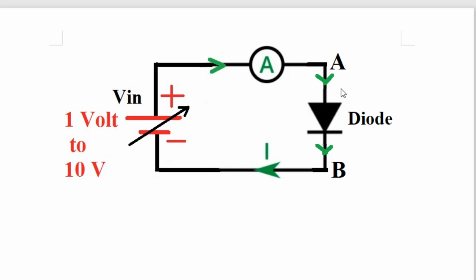Here the diode is connected to the 1 volt to 10 volt battery, such that the positive of the battery goes to the anode of the diode and the negative of the battery goes to the cathode of the diode. We apply voltage from 1 volt onwards, which is greater than 0.7 volt. So for all these voltages from 1 volt to 10 volt, no doubt the diode will conduct and current will start flowing through the diode. This A is the ampere meter, the current meter we have taken here.